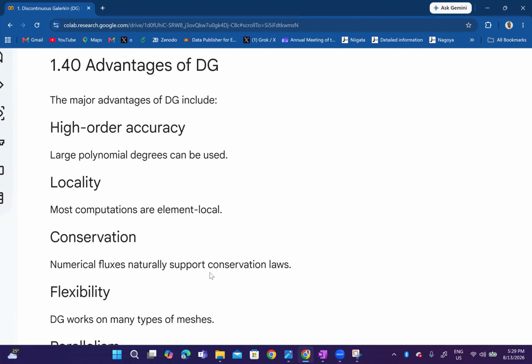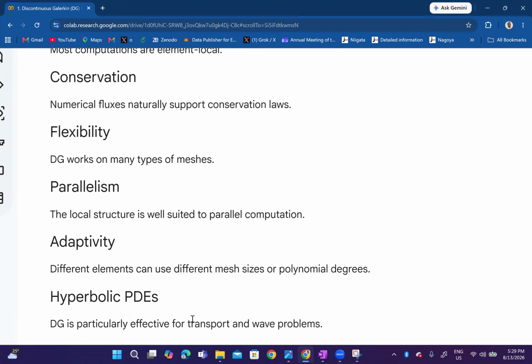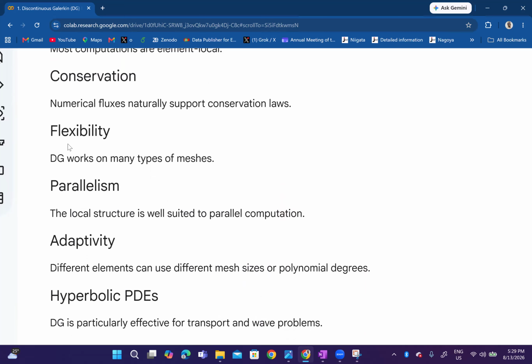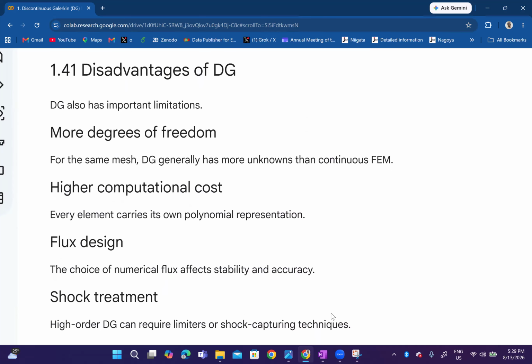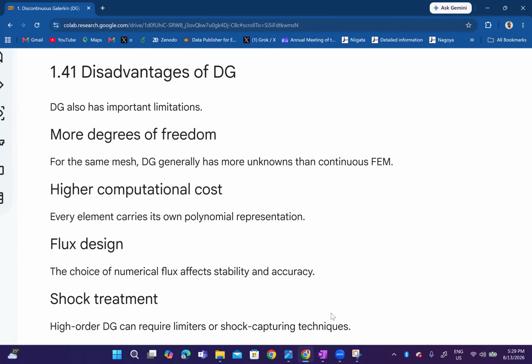Then flexibility. Discontinuous Galerkin works on many types of meshes because you can have localized meshes for each element. Then for parallelism, the local structure is well suited to parallel computation because you can deal with each element on its own. Then adaptivity. Different elements can use different mesh sizes or polynomial degrees. Then for hyperbolic PDEs, discontinuous Galerkin is particularly effective for transport and wave problems, like heat transport and wave transmission.